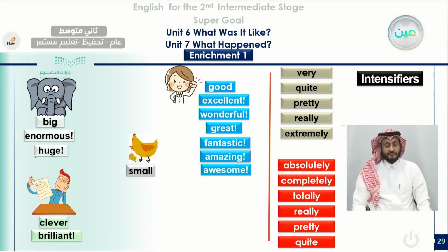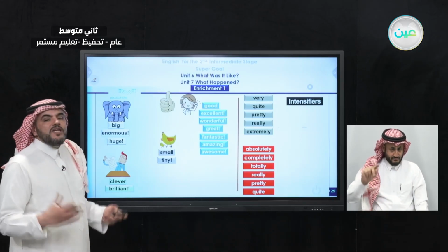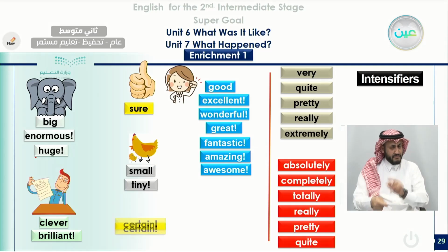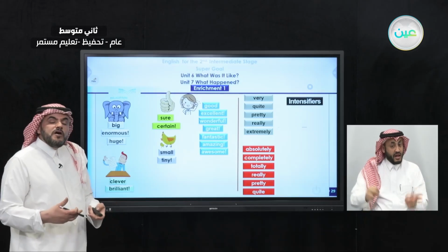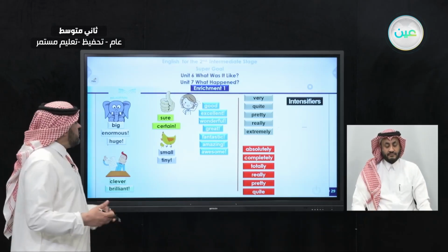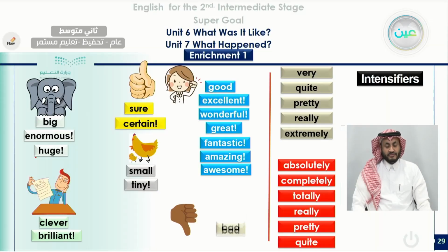Okay, also here we can say small, small, very small. But when we want to make the adjective stronger, we can say tiny without using very. If you are sure about something, you can say I'm very sure. But when you want to use another adjective which is stronger than sure, you can say certain. But here we cannot use very as an intensifier.